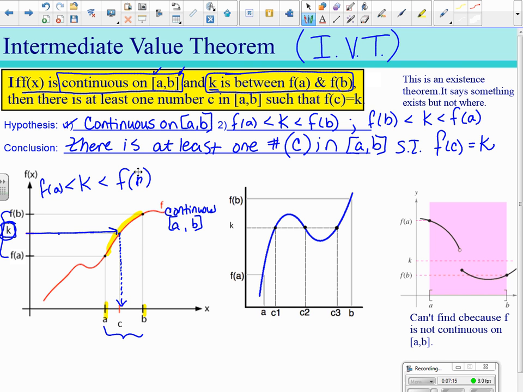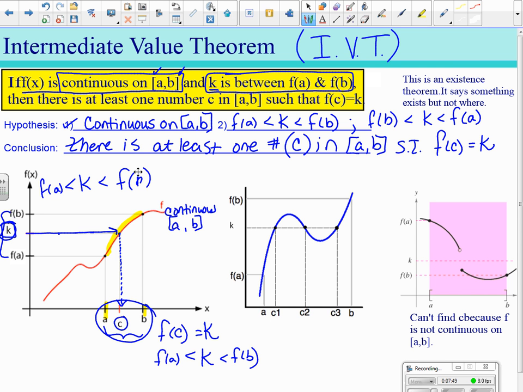If k sits between f of a and f of b, then there must be a c value, or I can find an x that is going to be between a and b. It gives me this range of values to look for to find that c value, so that when I plug c into my function, it's going to come out with this k value, and I can be guaranteed that k sits between f of a and f of b.